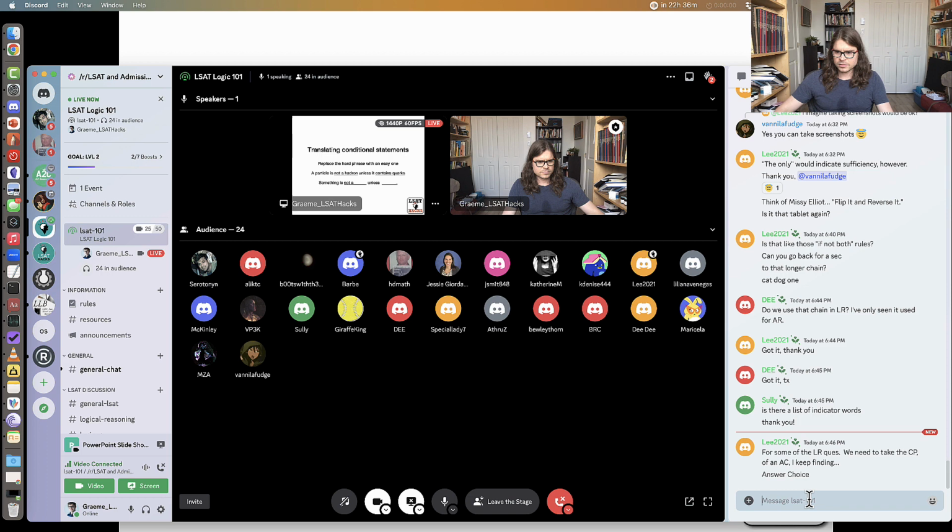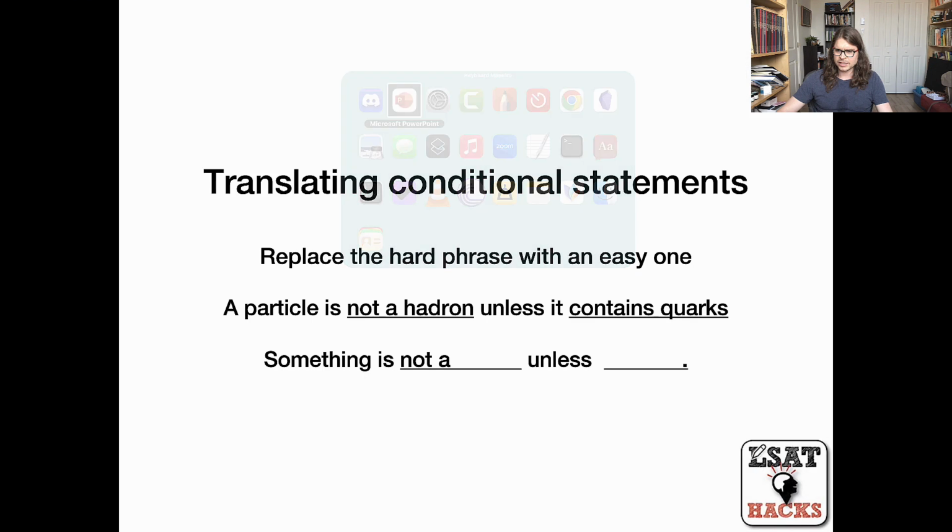Let me just check the chat. Someone said with some of the LR questions, we need to take the contrapositives and answer choice. I keep finding answer choice. Could you clarify? I'm not sure what you mean.